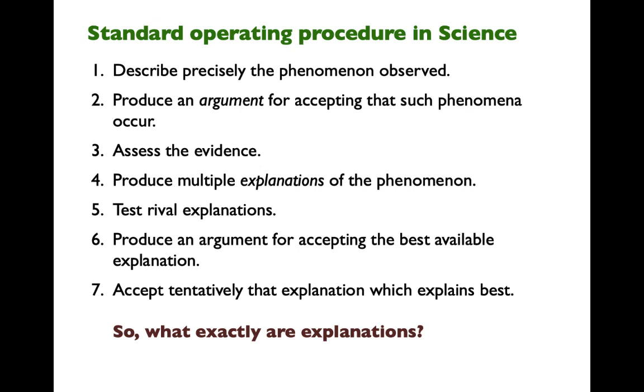Here is a way to look at how science proceeds. Call this its standard operating procedure. First, you describe precisely the phenomenon observed. Next, produce an argument for accepting that such phenomena occur. Third, you assess the evidence. Fourth, you produce multiple explanations of the phenomena. Test rival explanations. Produce an argument for accepting the best available explanation. Seventh, accept tentatively that explanation which explains best.